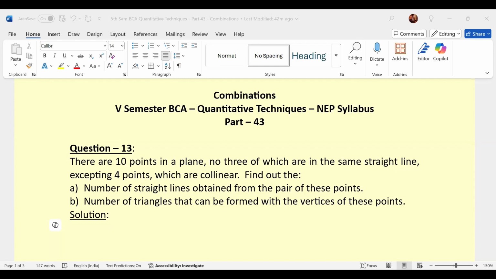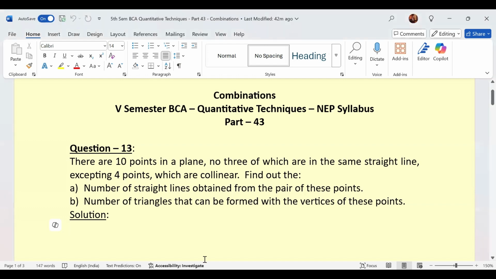There are 10 points in a plane, no 3 of which are in the same straight line, excepting 4 points which are collinear. Find out part A, the number of straight lines obtained from the pair of these points. Part B, the number of triangles that can be formed with the vertices of these points.